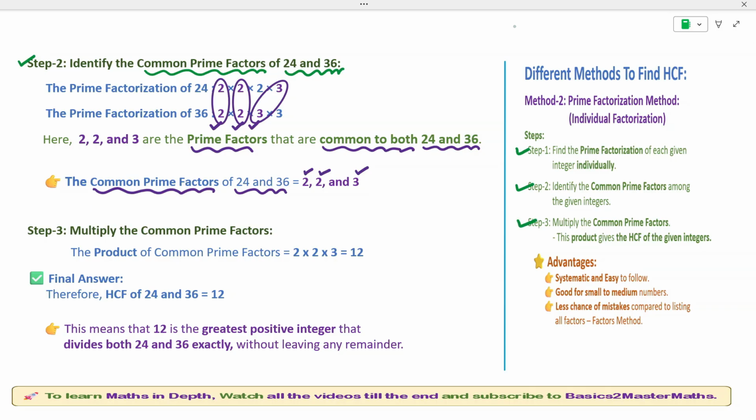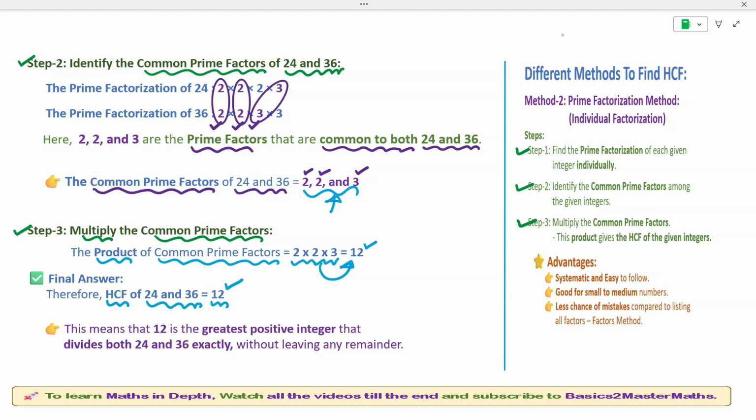Now, let us move on to step 3. Multiply the common prime factors. In this case, the product of common prime factors is 2 multiplied by 2 multiplied by 3 gives you 12. Therefore, HCF of 24 and 36 is 12. Got it?